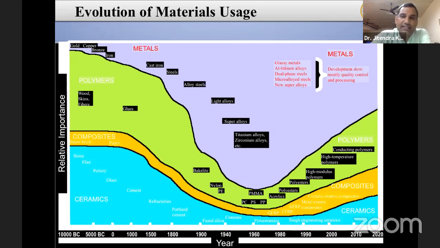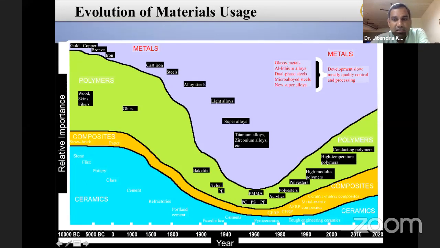This slide tells you more about how materials have evolved year by year. And what is the importance of the y-axis?